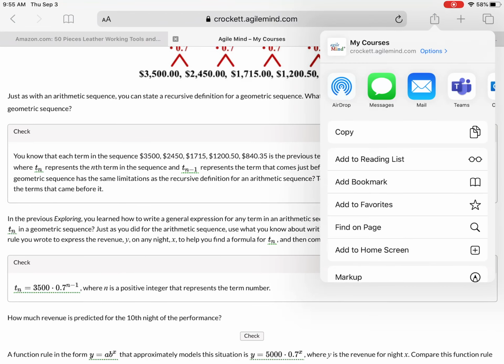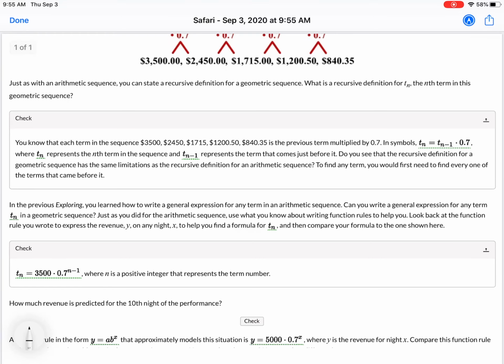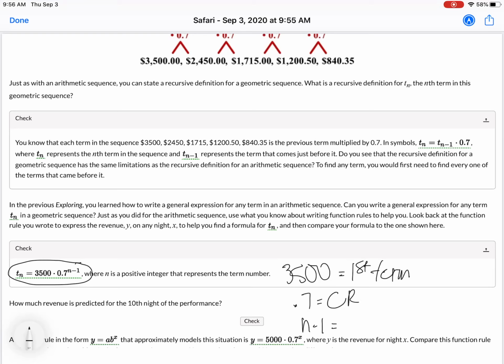All right, so the second part to number 3 shows a new formula. Okay, right here. We've already written that on number 2. So remember that 3,500 is our first term. 0.7 is our common ratio, and n minus 1 is our recursive definition, but it's in the exponent because this is an exponential function.